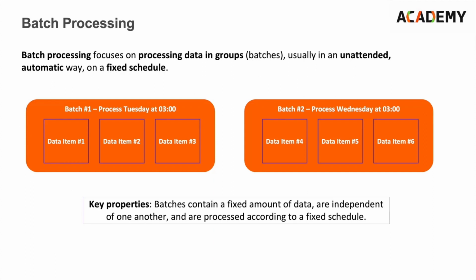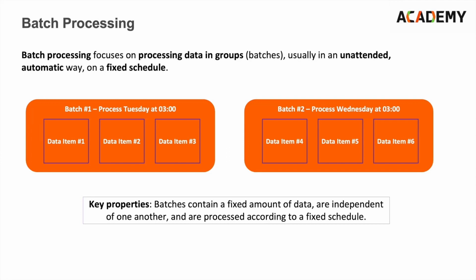So the batch processing paradigm is by far the easier of the two to understand. Batch processing focuses on processing data in groups or batches, usually in an unattended automatic way according to a fixed schedule. So you can see, for instance, here we have two batch jobs, batch number 1 and batch number 2. Batch number 1 is going to be processed on Tuesday at 3 a.m. Batch number 2 is going to be processed on Wednesday, same time, 3 a.m. So these are exactly 24 hours apart, and you'll note that each batch contains 3 data items. So the batches are uniform in size, and they contain different non-overlapping data.